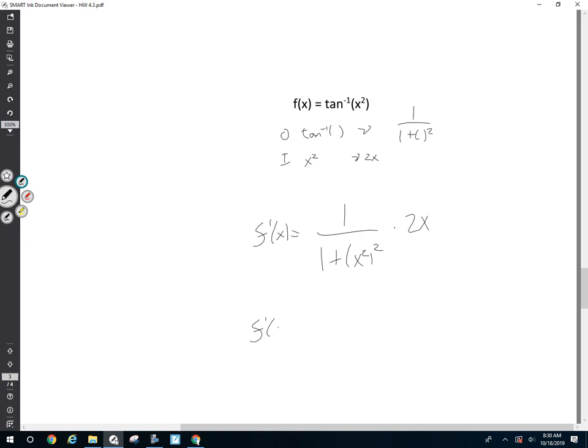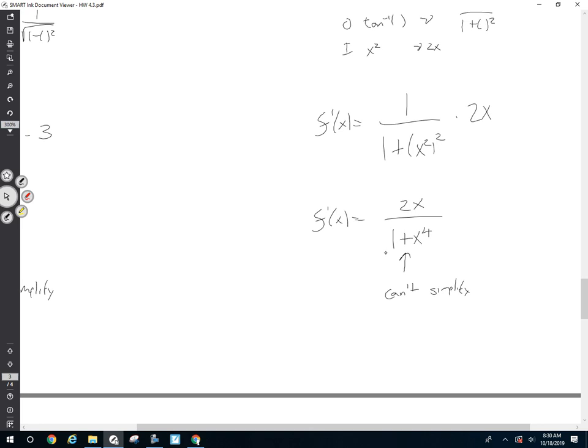Simplifying that, 2x over 1 plus x to the fourth. Don't cross off these x's. You can't. You have that plus. That prevents you from simplifying because of the plus. Don't cross out x's unless you can factor out an x.